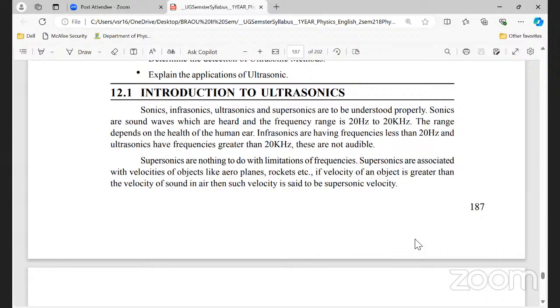The other one is supersonics, which have nothing to do with the frequency limitations of 20 hertz to 20 kilohertz. Supersonics are associated with the velocity of objects like aeroplanes and rockets that launch from the Earth into space. If the velocity of an object is greater than the velocity of sound in air, such velocities are said to be supersonic velocity. Is it clear?